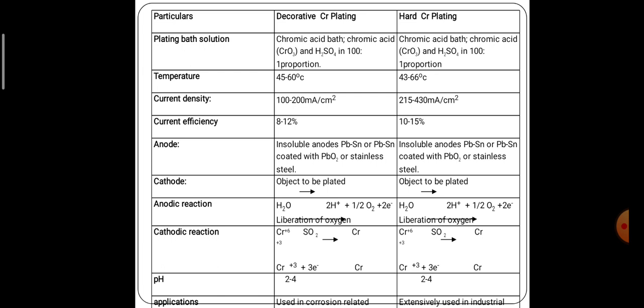The use of decorative chromium is to prepare shining material, and that shining material is used in cosmetics. The next one is hard chromium. We use hard chromium for industrial purposes and in automobiles, and for other purposes we also use hard chromium base metal. This is about the electroplating of chromium.